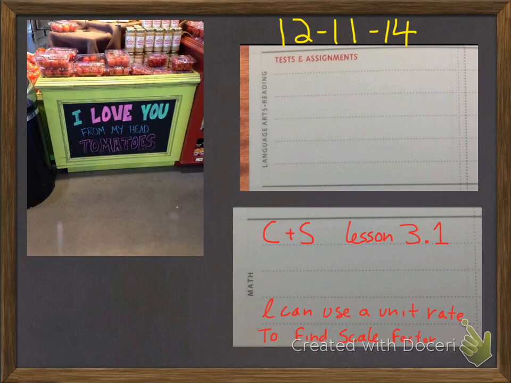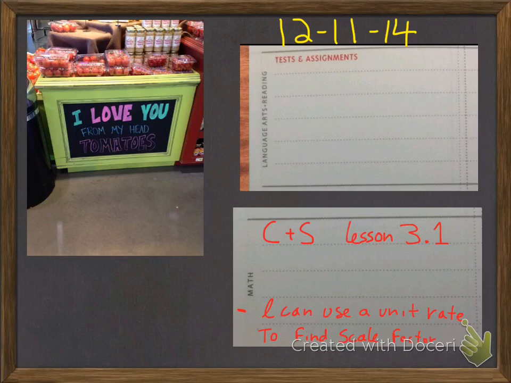Hello, ladies and gentlemen. Today's lesson is classwork. It is going to be comparing and scaling, lesson 3.1. And our goal today is that I can use a unit rate to find scale factor.